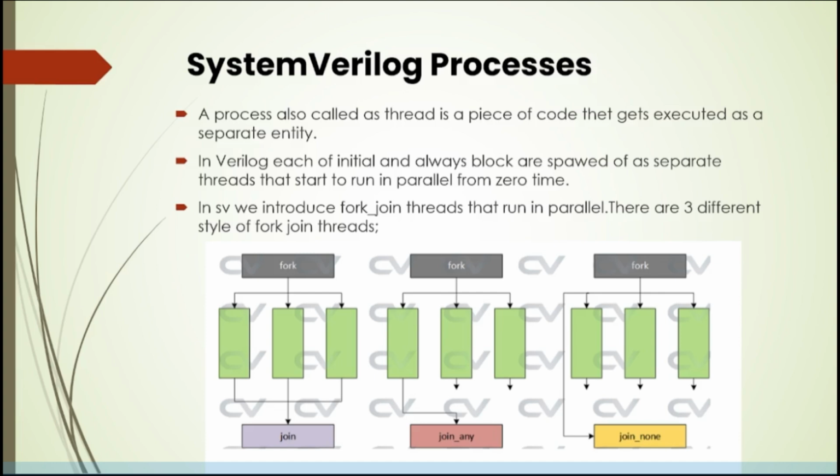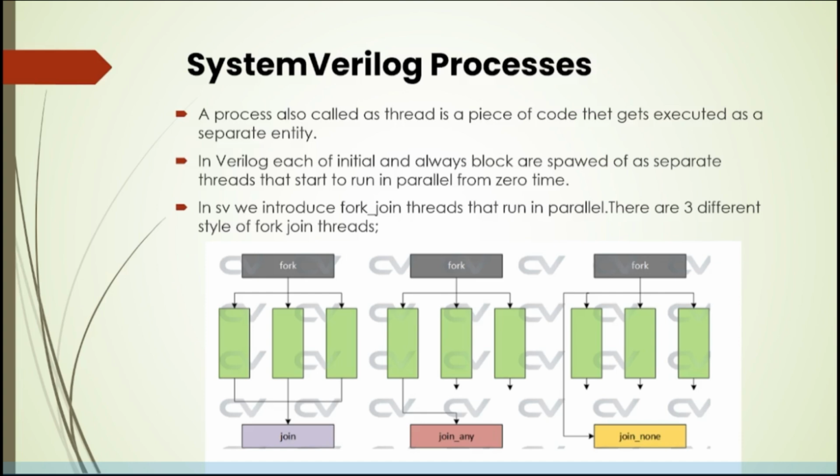If you want to run certain codes, then you can run all the codes in parallel. This is where you'll be using the SystemVerilog process. When you want to run a number of functions or a number of codes in parallel, you will be using the SystemVerilog processes. Again, SystemVerilog processes are categorized into fork join, fork join any, and fork join none. Based on how you want to run these codes, you can use any of these flavors.